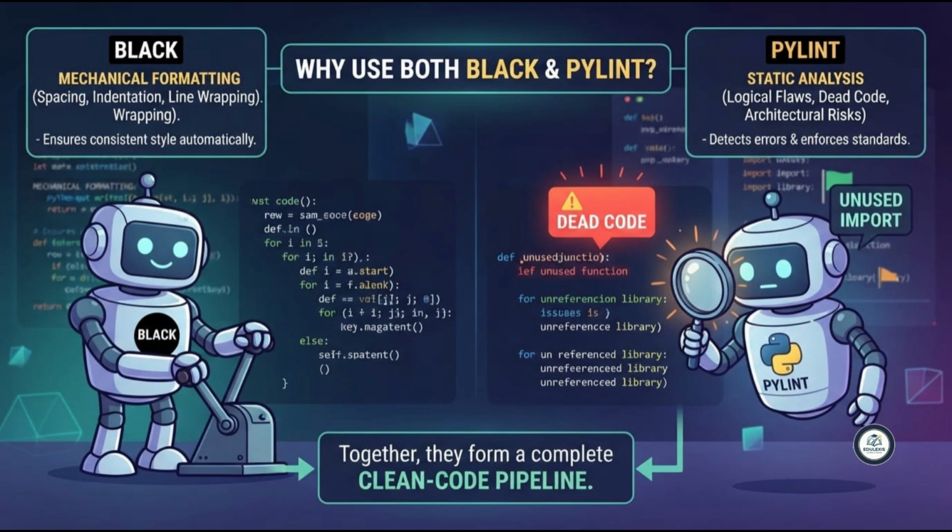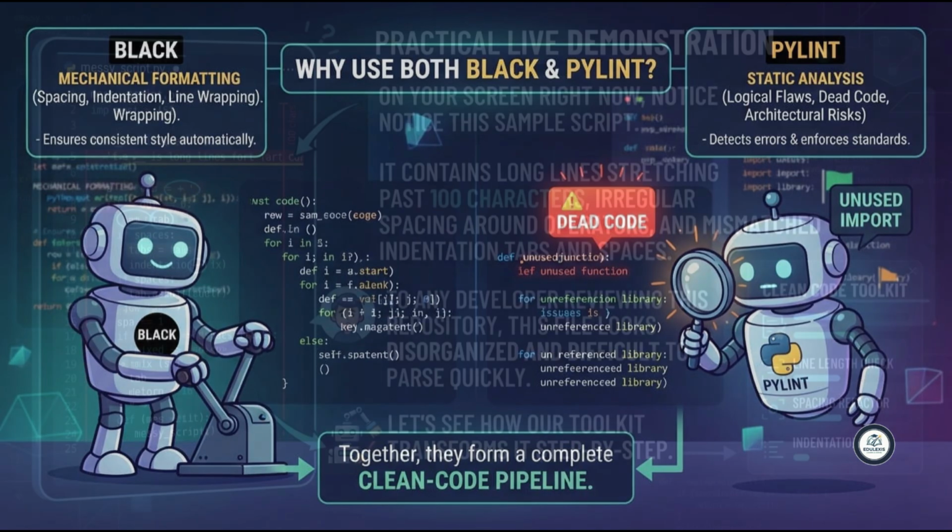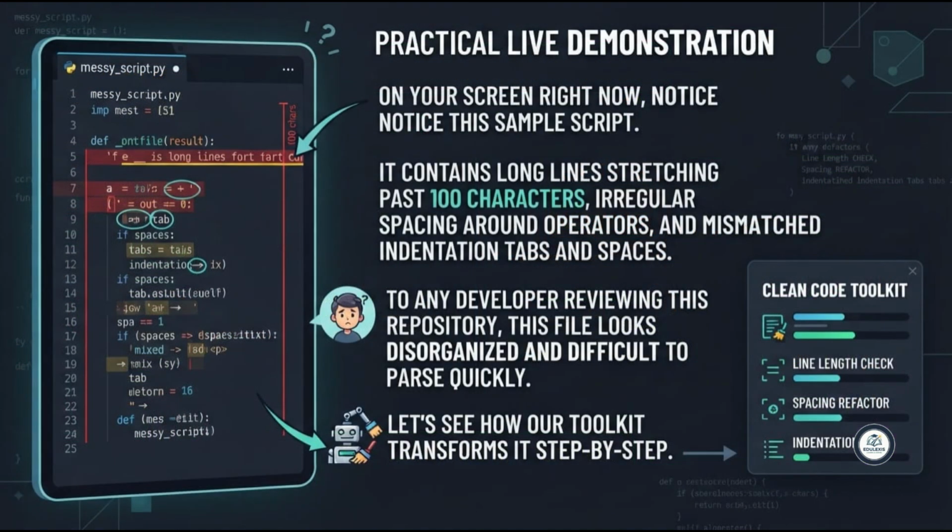A common question beginners ask is, why do we need both Pylint and Black if they both deal with code appearance and structure? The answer lies in their distinct roles. Black handles purely mechanical formatting, spacing, indentation, line wrapping, so you never have to think about them manually. Pylint handles static analysis, detecting logical flaws, dead code, unused imports, and architectural risks. Together, they form a complete clean code pipeline.